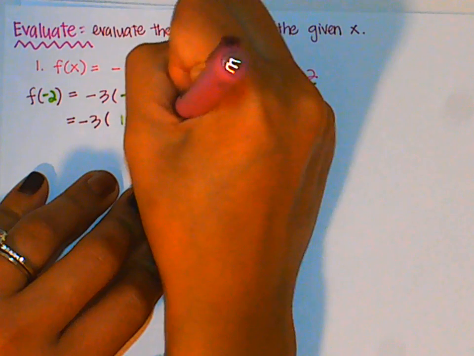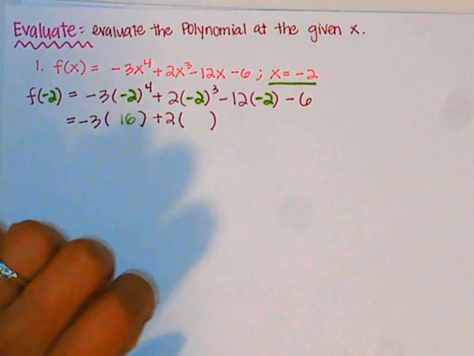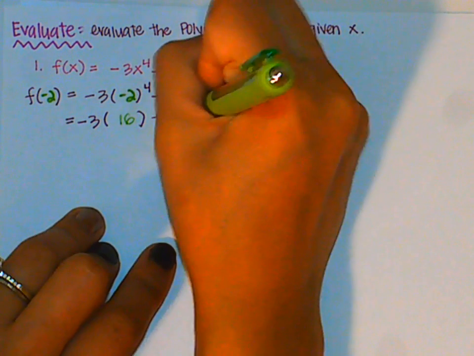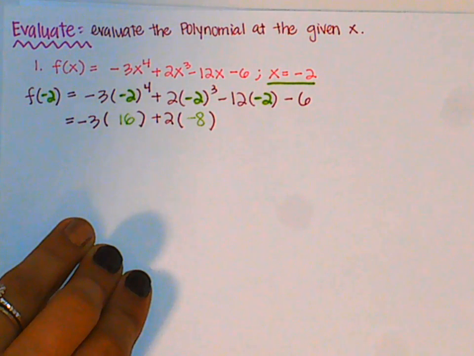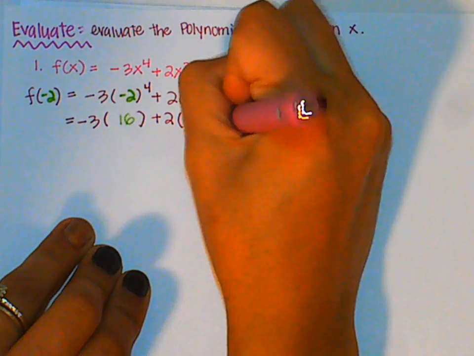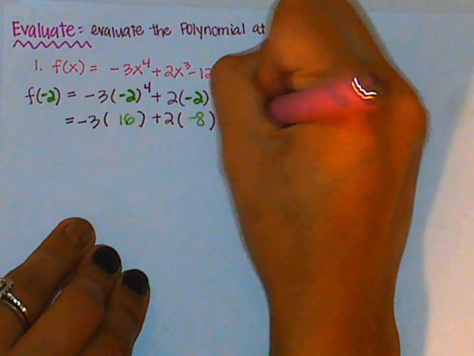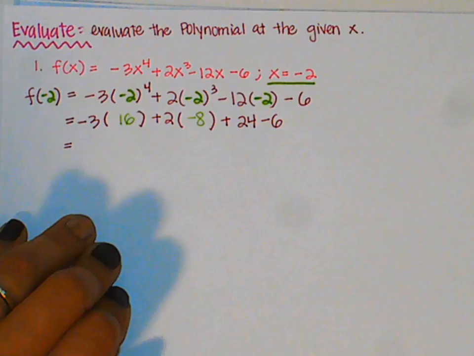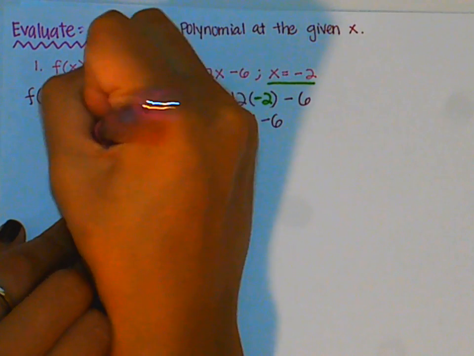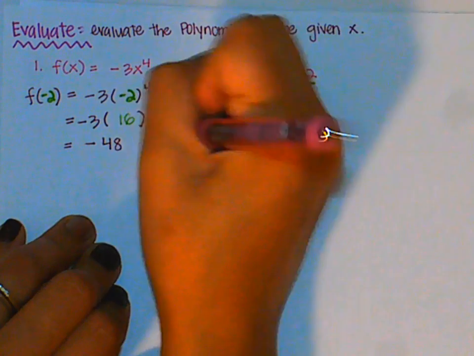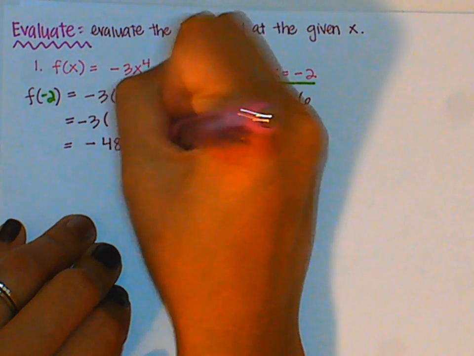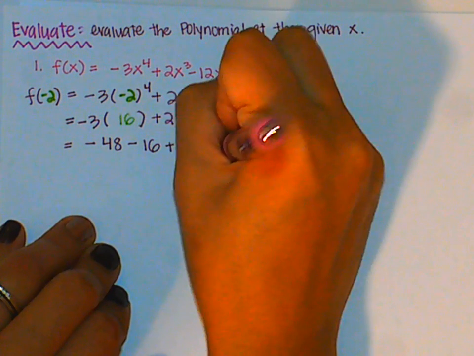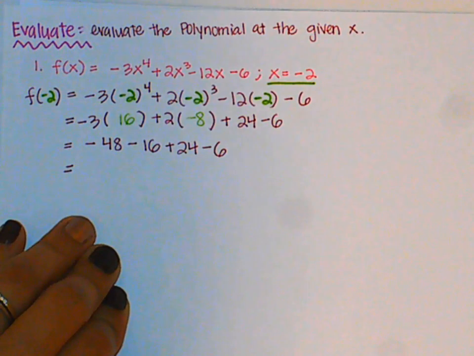Plus 2 times -2 cubed. So -2 times -2 is +4 times -2 is a -8. A negative and a negative will give me a positive. 12 times 2 is 24 minus 6. Okay. 3 times 16 is -48. Minus 2 times 8 is 16. Plus 24 minus 6. So I'm going to keep doing the math here until I get my final answer.